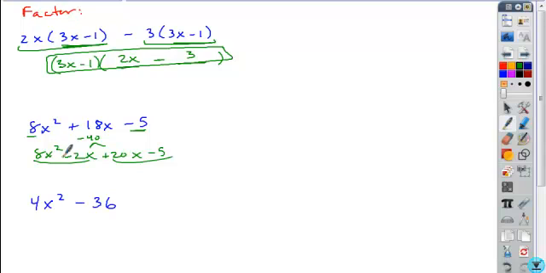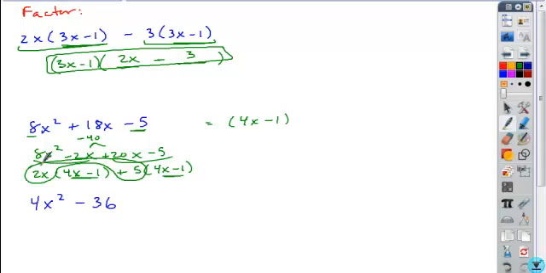Okay, so if I look at the first pair of terms, what common factor can I remove? 2x, and that leaves 4x minus 1. What common factor can I remove from the second pair? 5, leaving a 4x minus 1. If I've done this right, and if it can be factored, I should have a common binomial factor, which I do. So that gives me 4x minus 1. And then when I remove that, again, what I'm left with are the two terms, 2x and a plus 5. So that becomes my second factor.